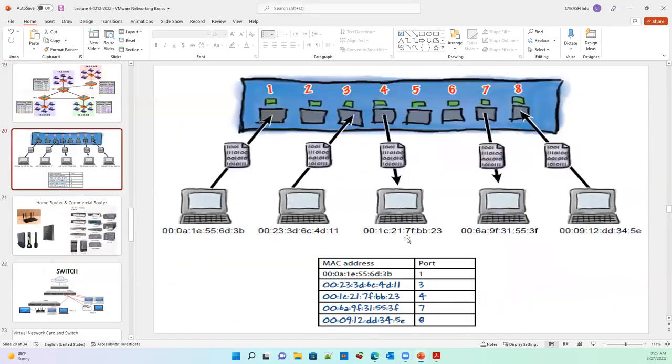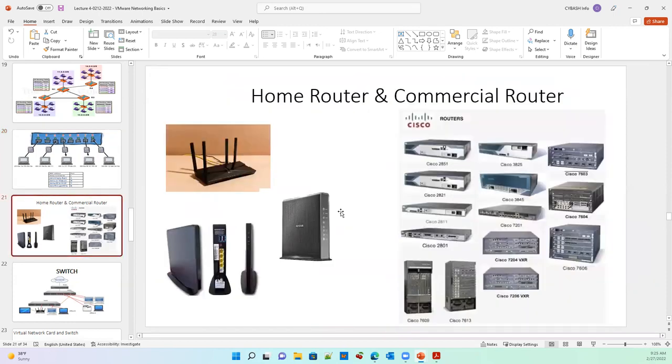Yeah, we talked about the switch. A switch is basically where every switch port has a MAC address registered. Port one is for this MAC address. And once the router sends a signal to the switch, the switch knows where to send that signal to the computer. So this is a comparison of how different your home router is from the commercial router.